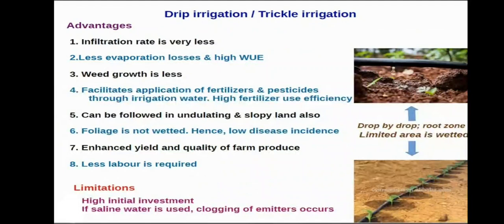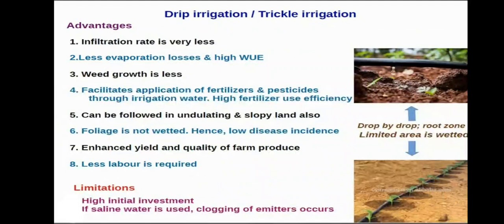It can be followed in undulated and sloping land also. Foliage is not wetted, as water is given directly to the root. The root supplies the water to the other parts, including the leaves, and there is no disease incidence because there is no germination of fungal and disease spores on the leaves.